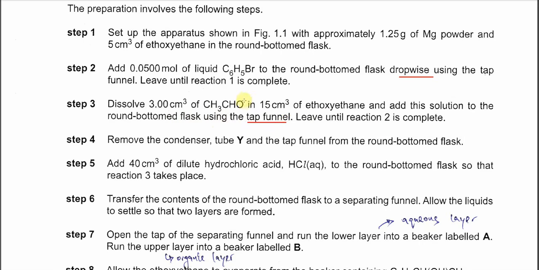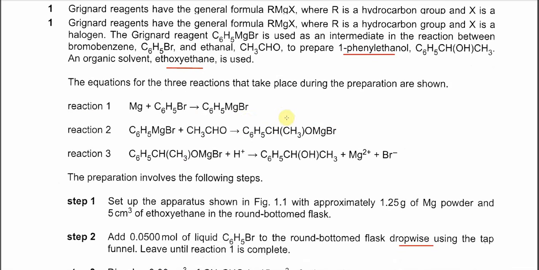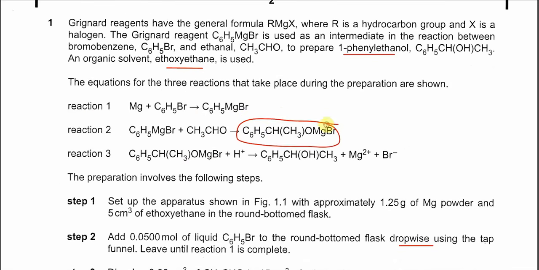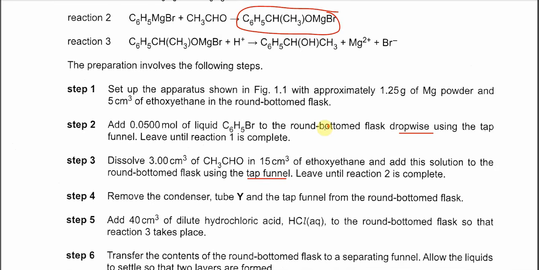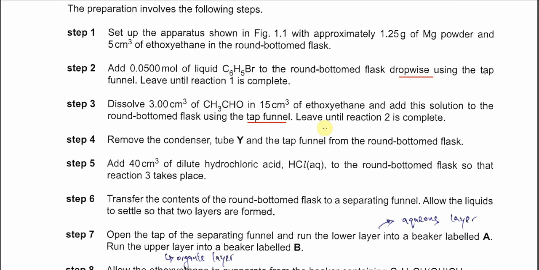Now the Grignard reagent reacts with the ethanal to produce the intermediate I told you about just now. Once reaction 2 is complete, it's time for it to react with acid and form the alcohol.